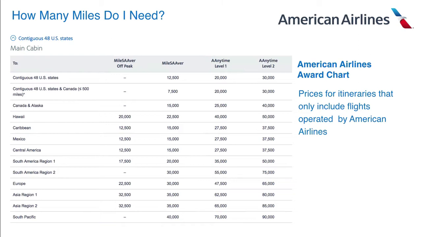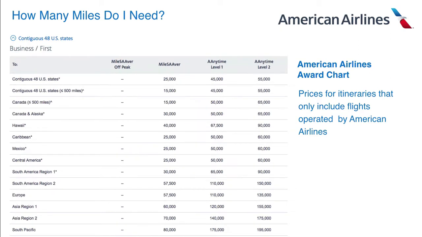To the right, you can see there are four columns with different mileage requirements, which are the one-way prices from New York to Buenos Aires in economy. You'll always want to focus on the mile saver prices in the red box. The anytime awards are generally not a good deal, and if you use the strategies I'll show you in this and the next video, you should be able to avoid these higher prices. So, in this case, the one-way price from New York to Buenos Aires is 30,000 miles. Round-trip travel is always double the price, so a trip to Buenos Aires and back should cost 60,000 miles.